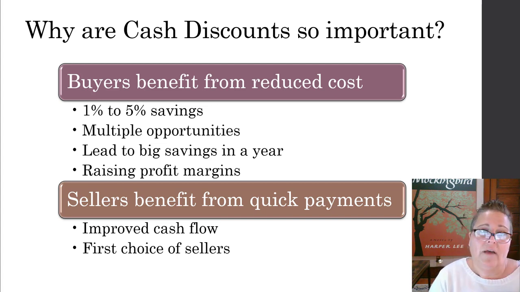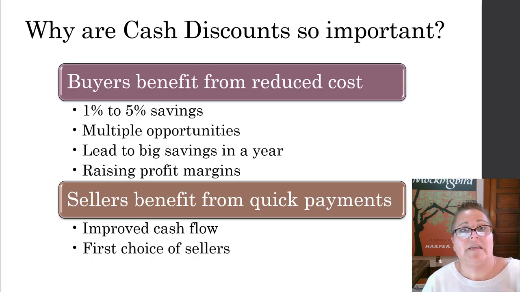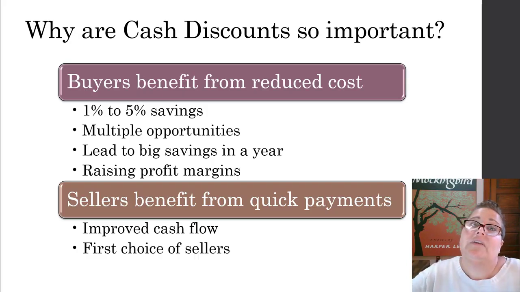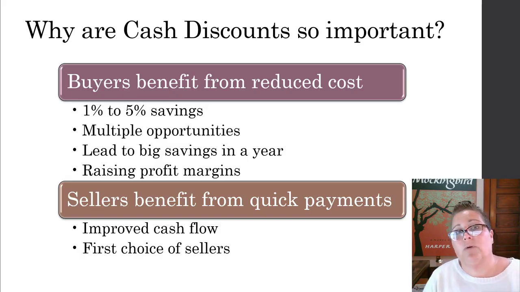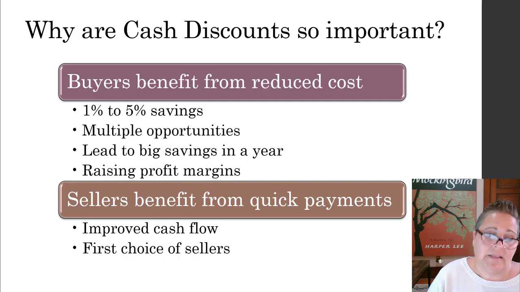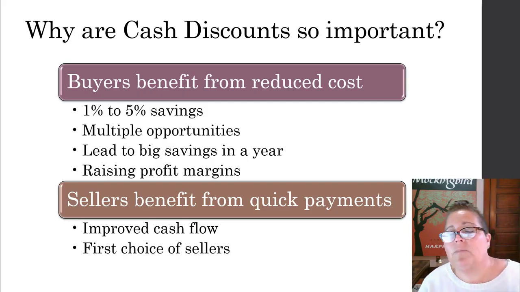However, there are often multiple opportunities for this discount. So if you have a standing invoice with a seller and it's a 3% discount and you purchase from them every month, then you have several opportunities to save money. And over the course of a year, those savings can be very large. This puts more money into your pocket and allows you to have larger profit margins. Capitalism. All right, the sellers, on the other hand, have an improved cash flow because they're not waiting weeks for their money to come in.